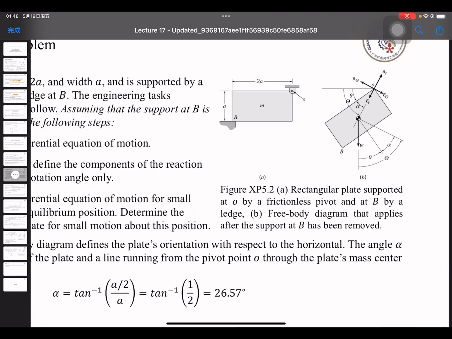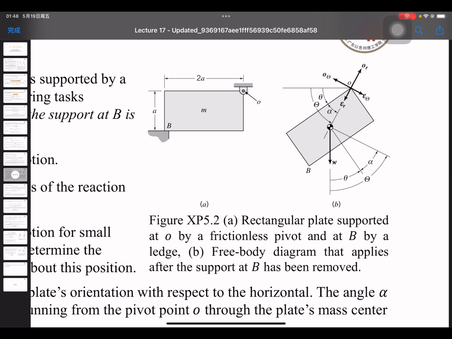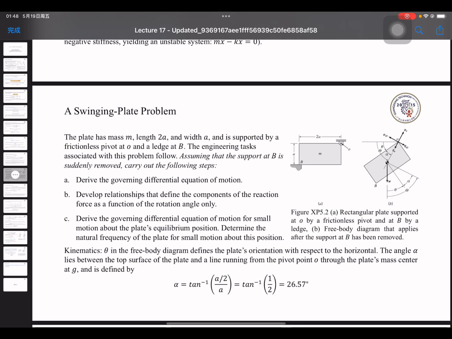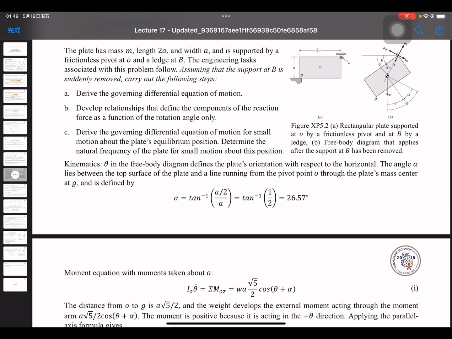So let's see the figure explanation. Rectangular plate supported at O by a frictionless pivot and at B by a ledge. Thus, the free body diagram that applies after the support at B has been removed. So kinetics: theta in the free body diagram defines the plate's orientation with respect to the horizontal.